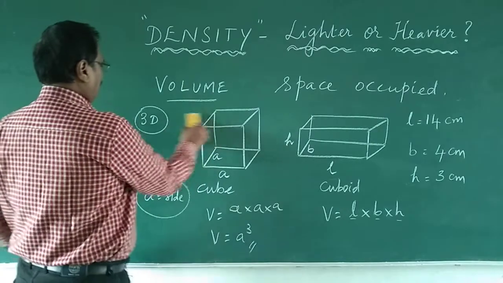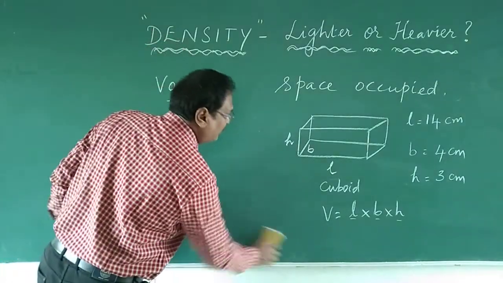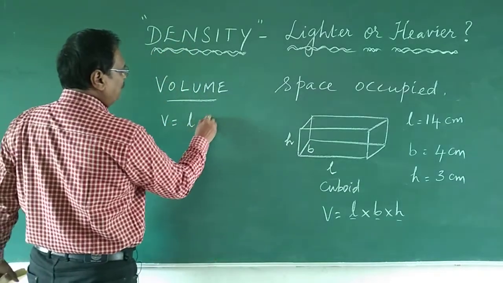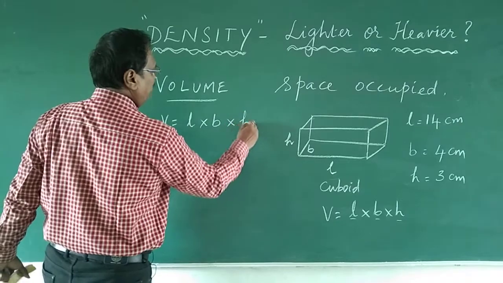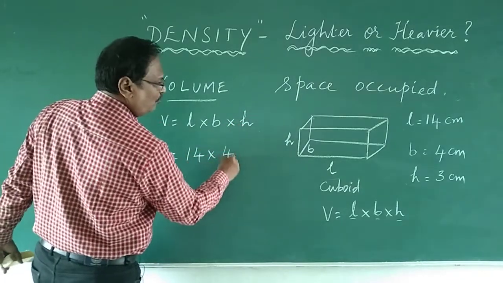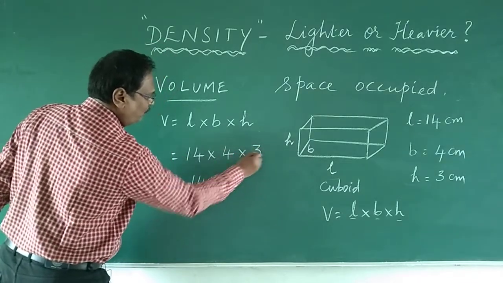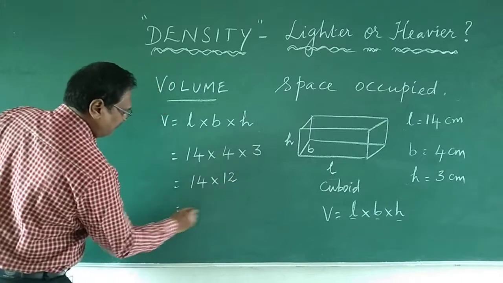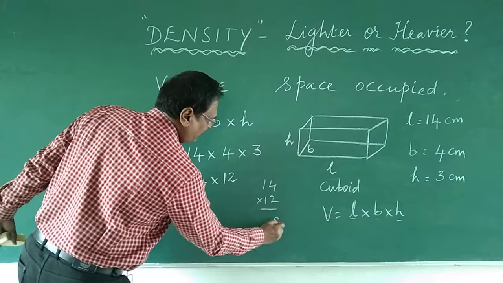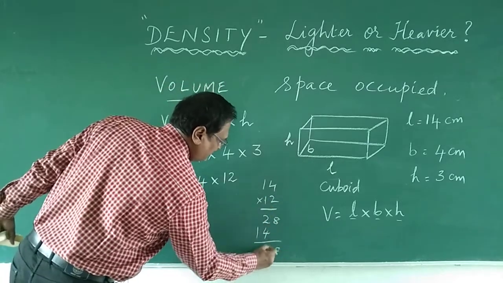So using this data, I can calculate the volume of the duster. This is a cuboid. Let me erase this part and do this numerical and see how it works out. Volume is equal to L into B into H. That is equal to 14 multiplied by 4 multiplied by 3. That is equal to 14 multiplied by 4 threes are 12. That is equal to 14 multiplied by 12. 4 twos are 8, 2, 4, 1. Okay, 8, 6, 1.